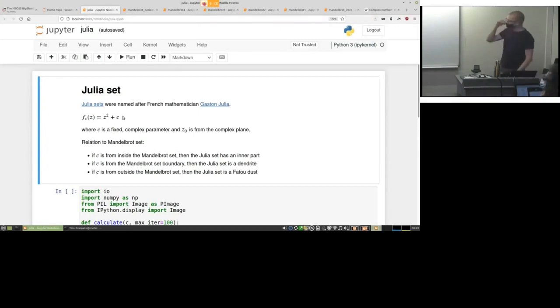And the interesting relationship to the Mandelbrot set is that if you take the c from inside the Mandelbrot set itself, out of a basin and whatnot, then that Julia set actually has an inner part, so it has inner basins as well. If you take it from the boundary between the escaping set and the Mandelbrot set itself, then what it's called a dendrite, basically just one point wide, branch-like structure. And if you take it from outside the Mandelbrot set, then you basically have only a dust set, not connected points, and it's called a Fatou dust, apparently. So Fatou was another, I think, French mathematician who also came across the same thing. So quite often Gaston Julia and Fatou are both credited with these.